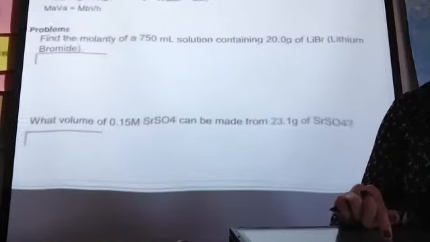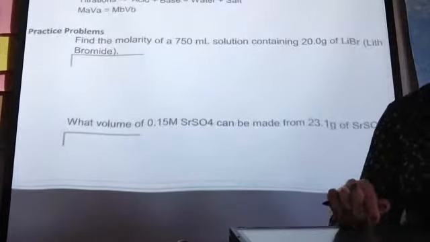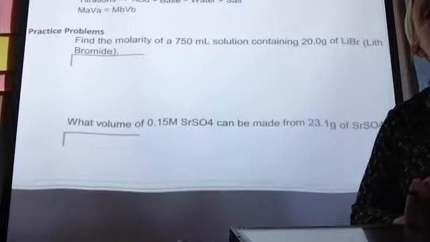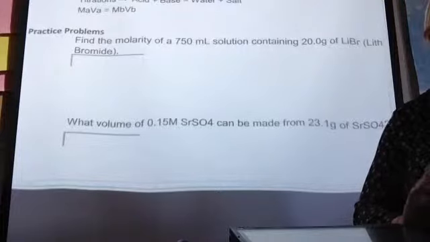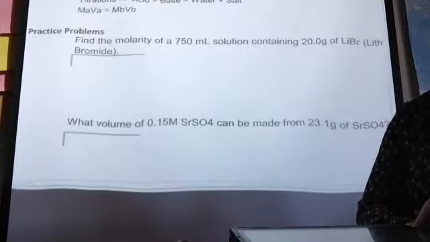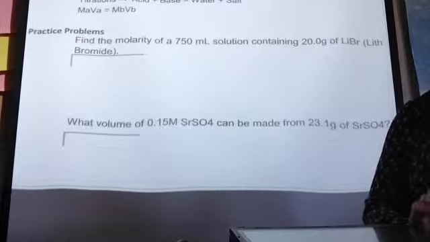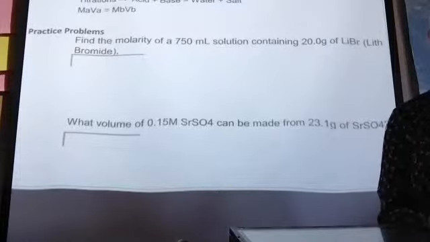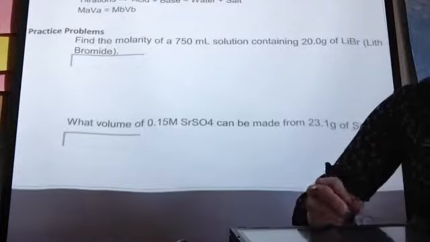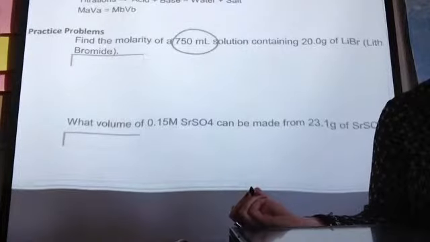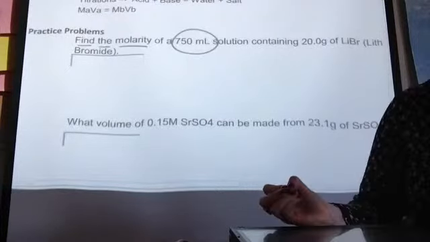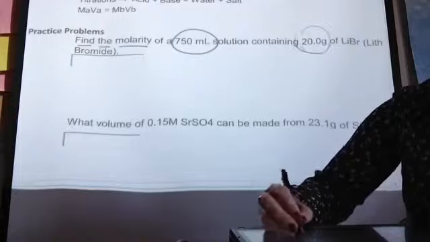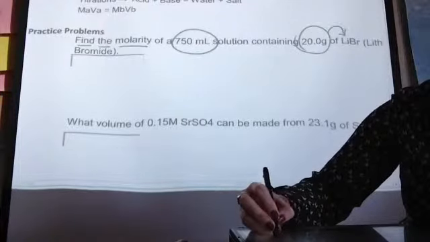We are going to find the molarity of 750 milliliters of a solution containing 20 grams of lithium bromide. Okay? First things first. Read the problem. List what it gives you. 750 milliliters. It tells me find the molarity. And it gives me 20 grams of LiBr.